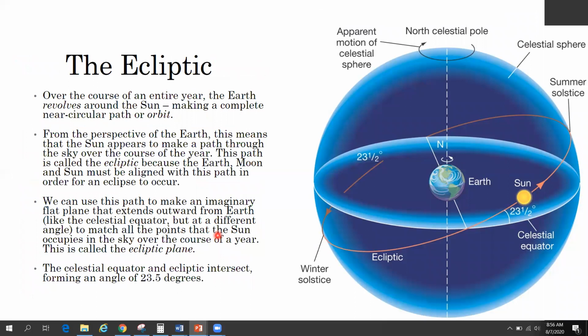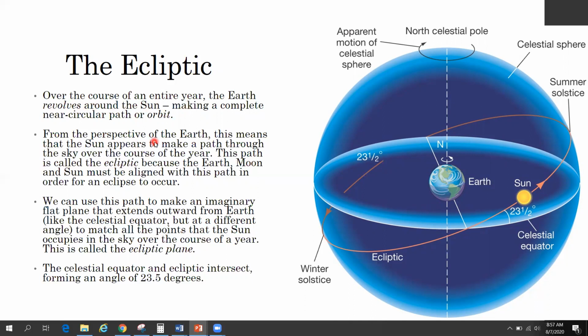All right, moving on. Again, some other important things to mark on the celestial sphere. We have the basics of the celestial equator and the celestial north and south poles. One other thing that a lot of folks might mistake for the celestial equator is this new concept we call the ecliptic, or sometimes the ecliptic plane. What the ecliptic is comes from the fact that over the course of an entire year, the Earth revolves around the sun. Of course, you know this. It takes about 365 days, and it makes a complete near circular path or orbit.